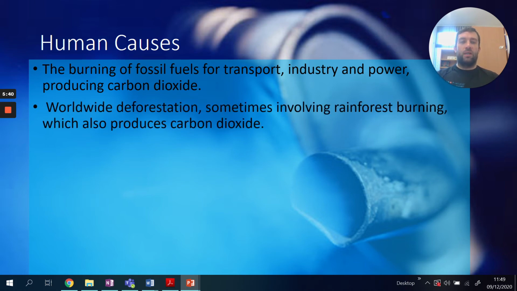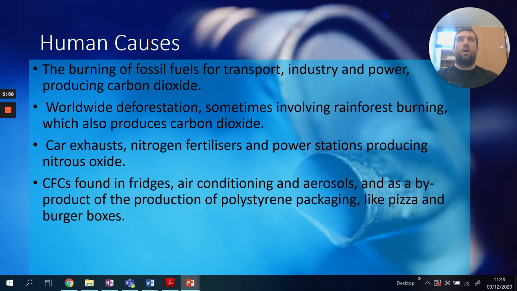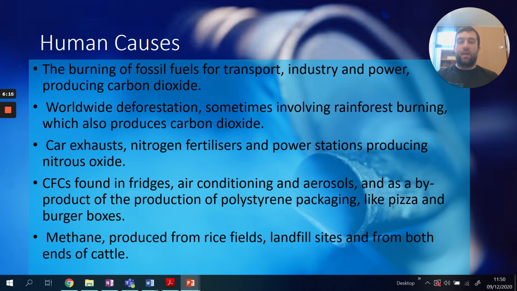We've got worldwide deforestation, so cutting down trees, which store carbon dioxide, burning the trees, which then releases the carbon dioxide into the atmosphere. Car exhausts, power stations, nitrogen fertilisers to help us grow food, all of these things put greenhouse gases into the atmosphere. One for the younger generation is things like deodorants and makeup sprays and aerosols and air conditioning and producing different packaging, all produce CFCs, which put greenhouse gases into the atmosphere. And methane is produced from rice fields, landfill sites, and cattle farting and burping.